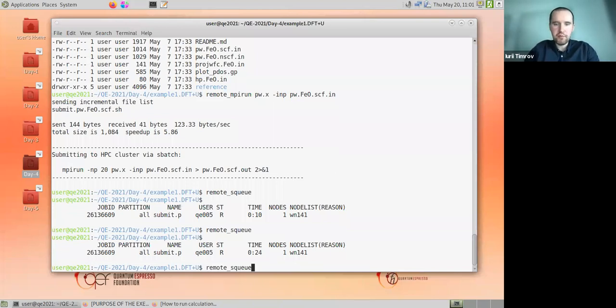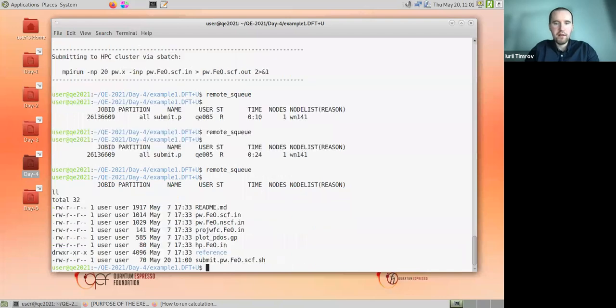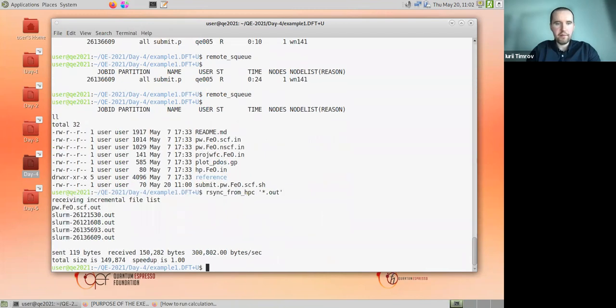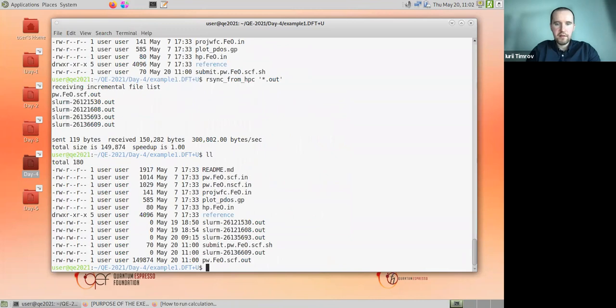Okay, this calculation should be finished. Now let's copy the files from the cluster here to the local machine. This is done by rsync_from_HPC, and we do quotes star dot out, enter. Okay, copied files. And we have this. We can open the output file pw.ironoxide.scf.out.